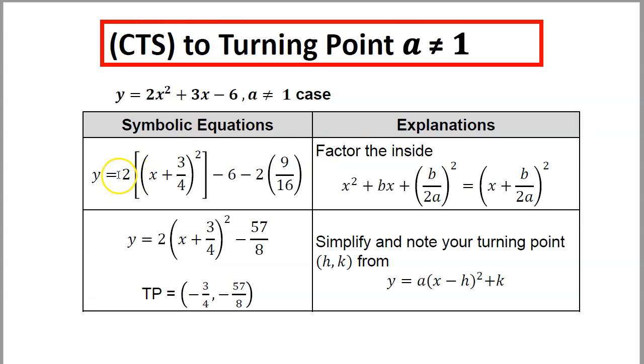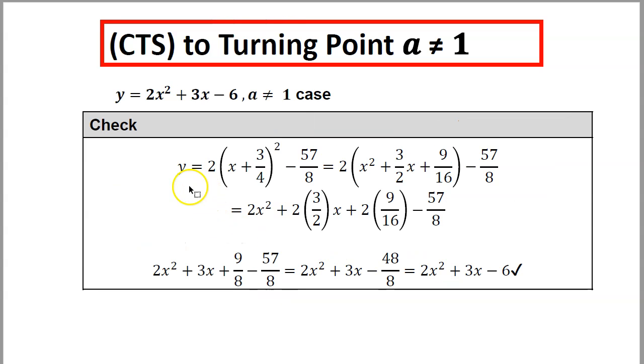Now we can factor, so on the inside we have x plus 3 over 4 quantity squared, our 2's still out there, and then we can combine all our numbers on the outside by adding fractions, and we end up with y equals 2 times quantity x plus 3 over 4 quantity squared minus 57 over 8. And this allows us to have our turning point as well. Again, we can check by simply multiplying everything out and checking that we get our original function. You might find checking graphically by graphing both functions is also helpful.